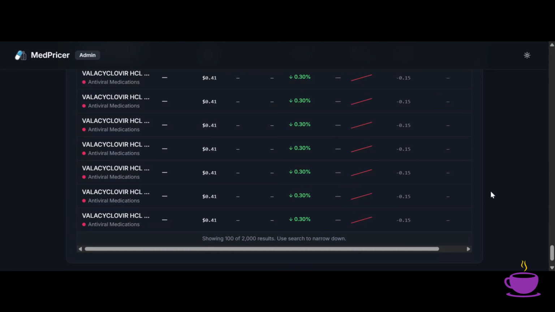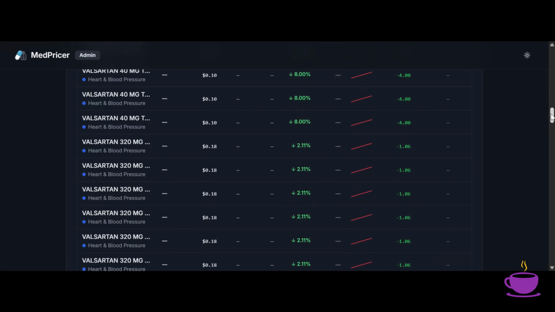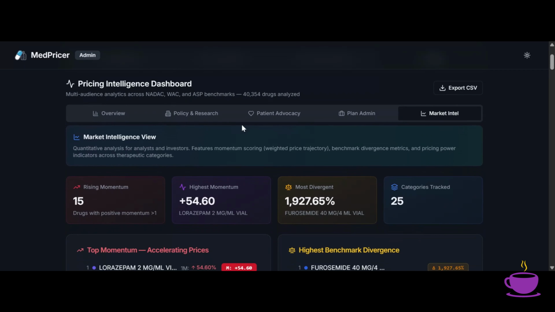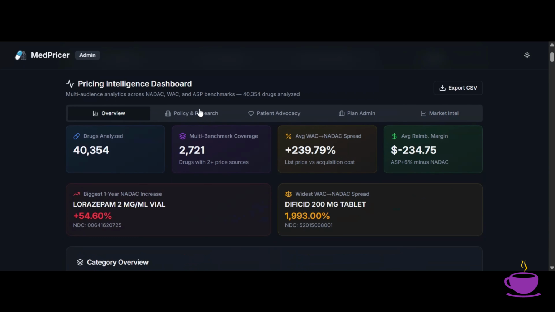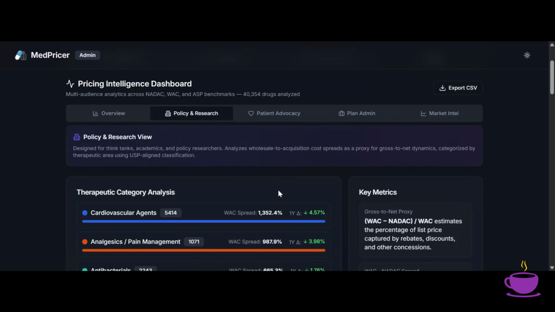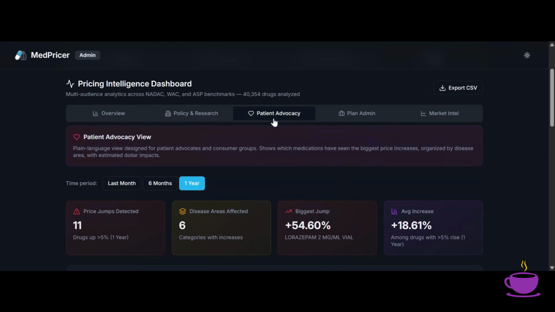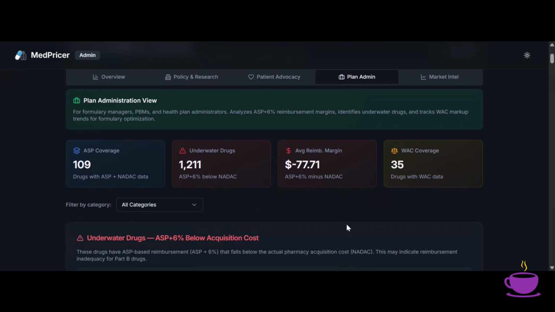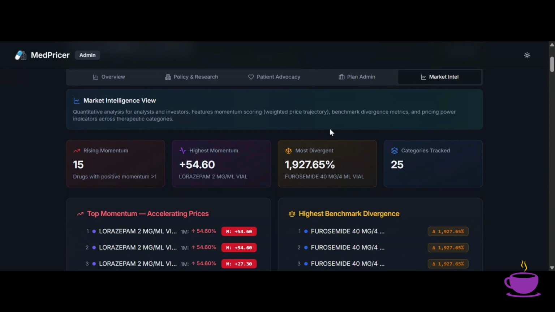Okay, let's return to the top. So as you can see in the pricing intelligence database, we have overview, where we have generalized metrics, data recontextualized from a policy and research standpoint, data recontextualized to be patient-friendly, leading to a focus of patient empowerment and drug pricing awareness. We have plan administration, where we look at things from the supply chain standpoint, and database that's categorized more from a financial and market intel standpoint.